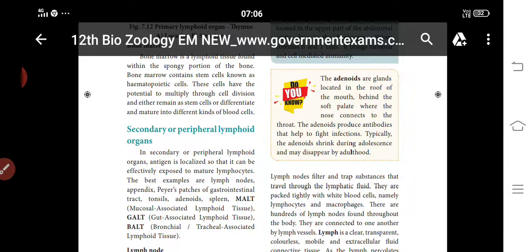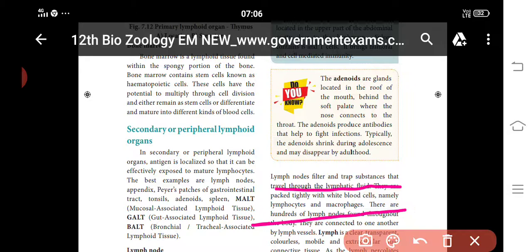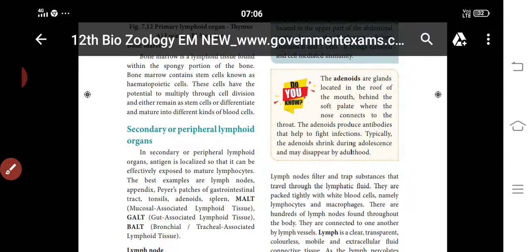Because of that, a large number of lymphocytes are present in our blood. You all know that lymphocytes are the blood cells that protect us from pathogens. There are hundreds of lymph nodes throughout the body along the lymph vessels, so the pathogens can be dropped there and do not pass through with the fluid. That is the function of the lymph nodes.